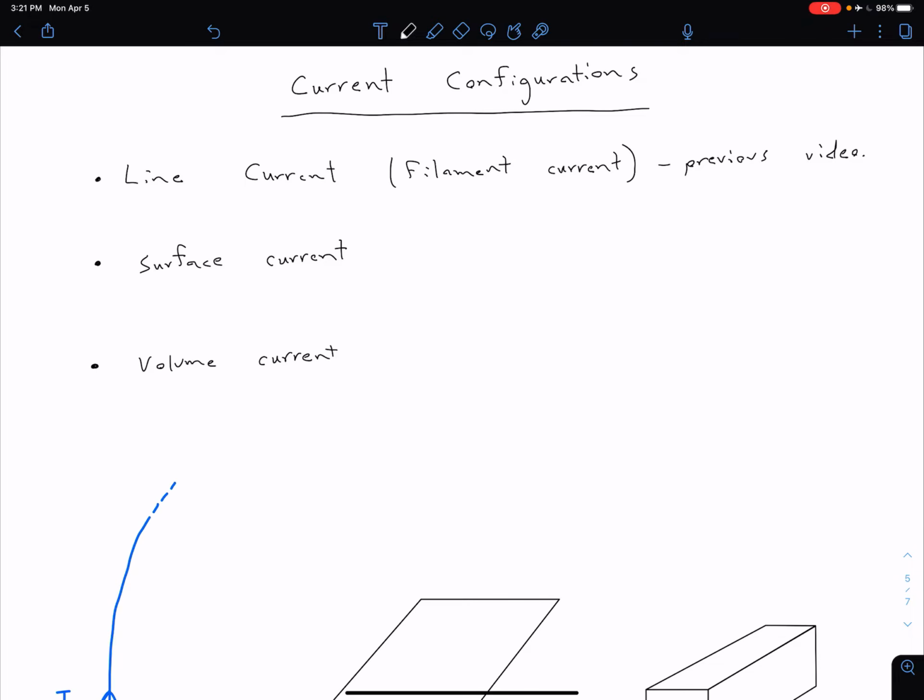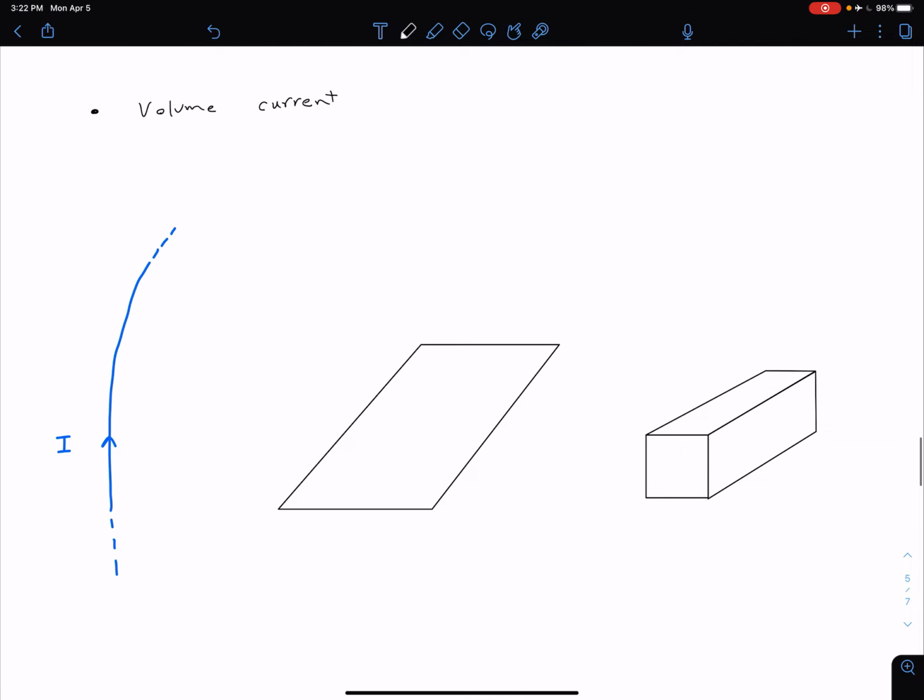In this video, we're going to look at how to extend the Biot-Savart law to some different types of current configurations. In the previous video, we had considered our line current, or as it's sometimes referred to, a filament of current. This is represented by the blue curve on the far left, just some line that has a current I. To get some differential current, we considered a differential segment of this with length dl.